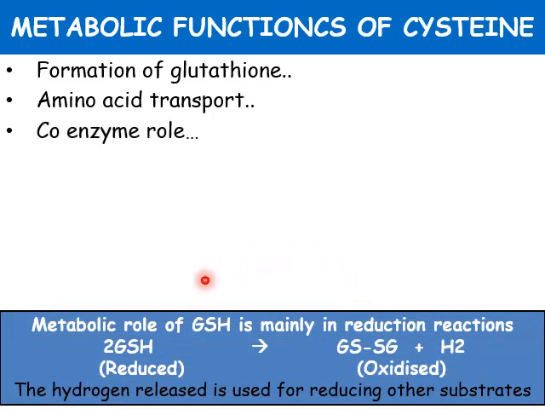This glutathione can easily be reduced and oxidized, so it is helpful in the redox reactions and plays a very important coenzyme role along with the oxidoreductase group of enzymes. The metabolic role of reduced glutathione is mainly in the reduction reaction, where it releases the hydrogen that is accepted by the substrate.